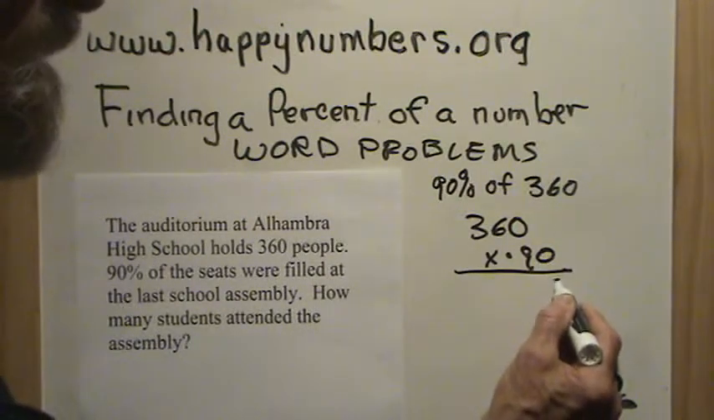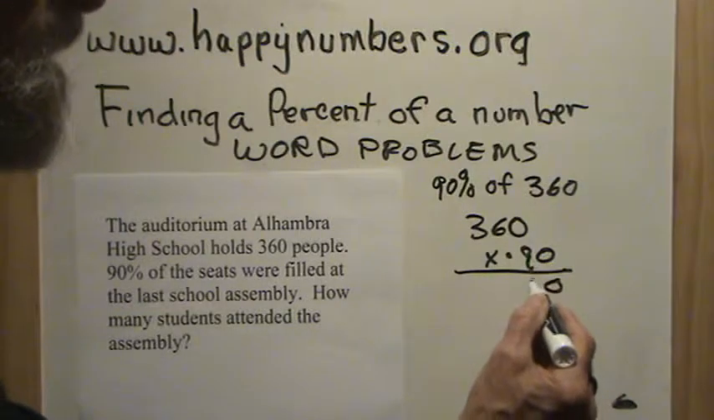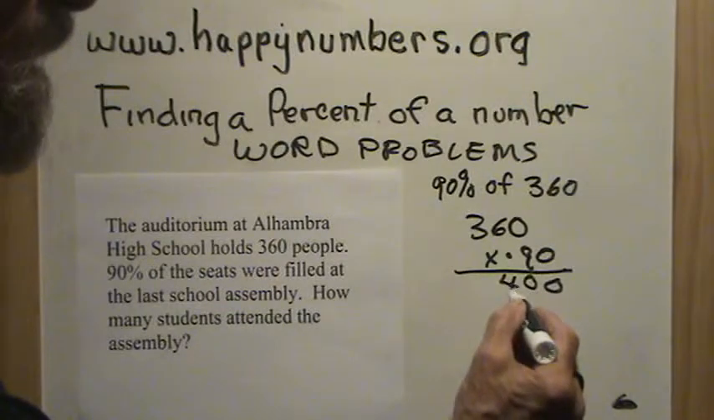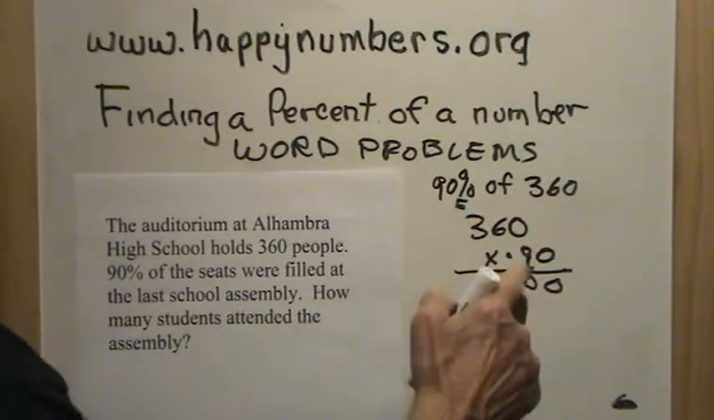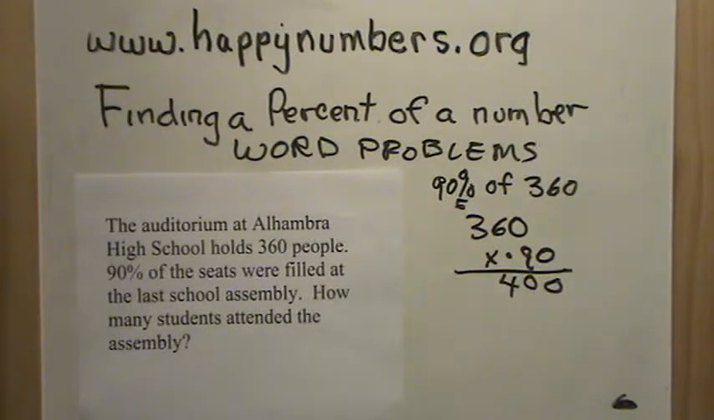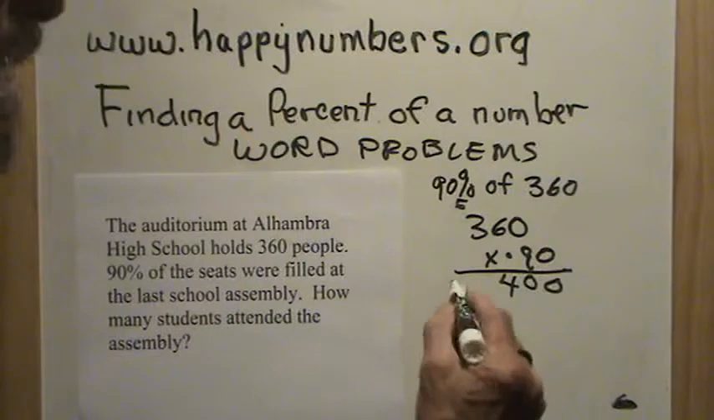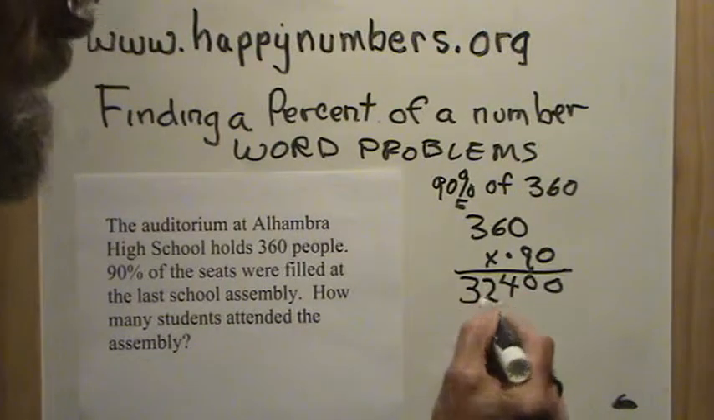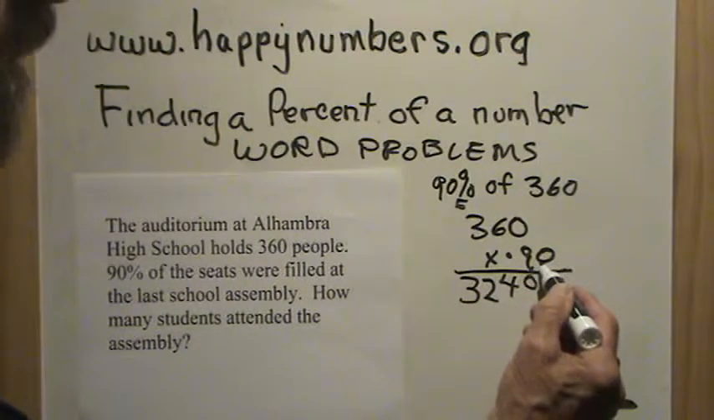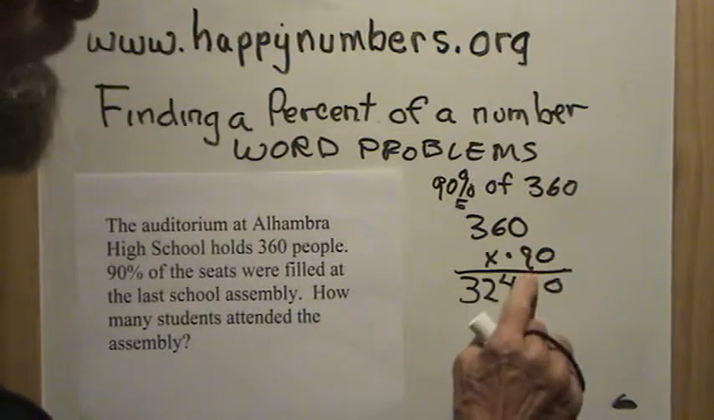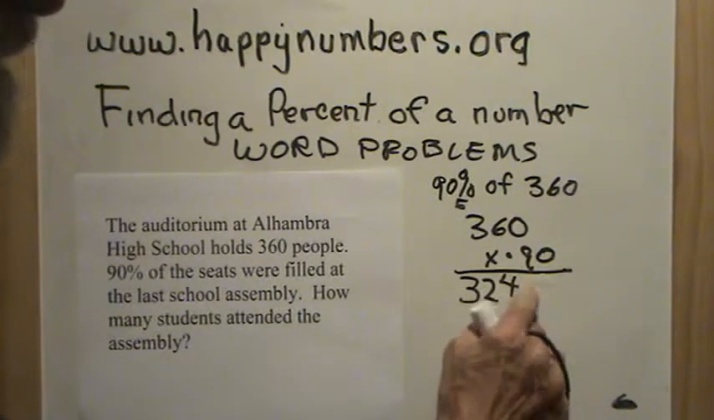And we multiply. 9 times 0 is 0. 9 times 6 is 54, and I'm going to carry 5. 9 times 3 is 27, and the 5 that I carry, 27, 28, 29, 30, 31, 32. Now I count my decimal places. 1, 2, 1, 2. So I don't put a decimal there because it's a whole number. I can get rid of those zeros.